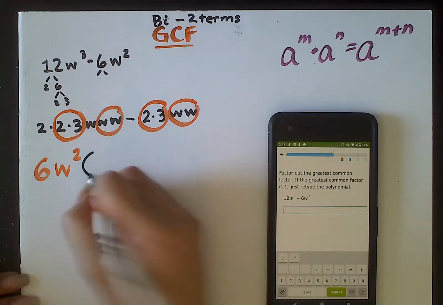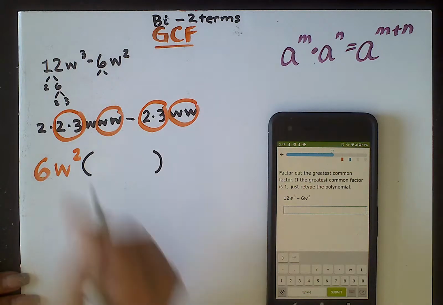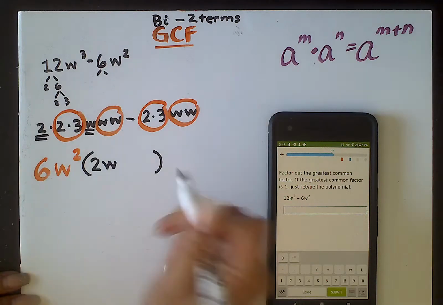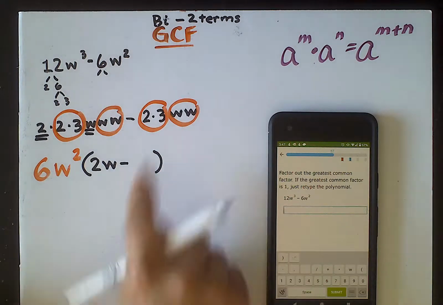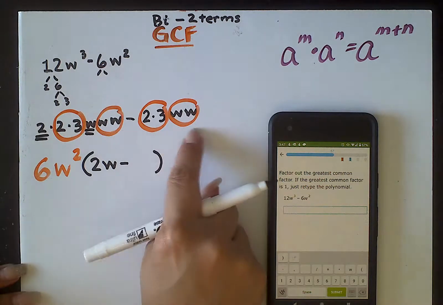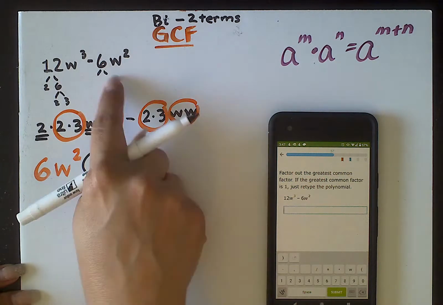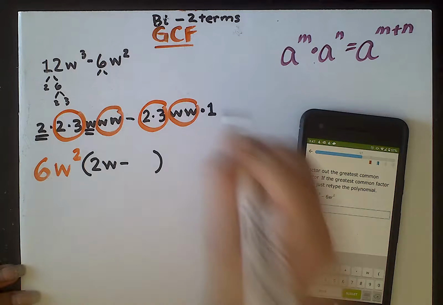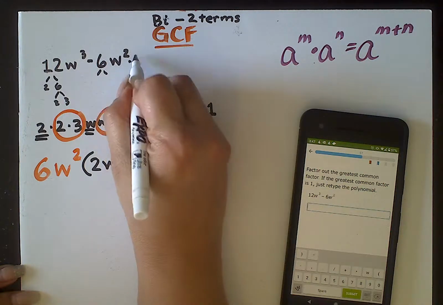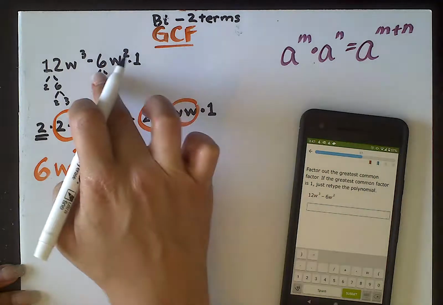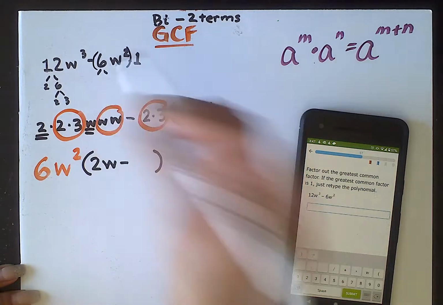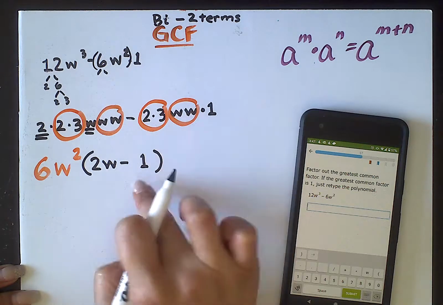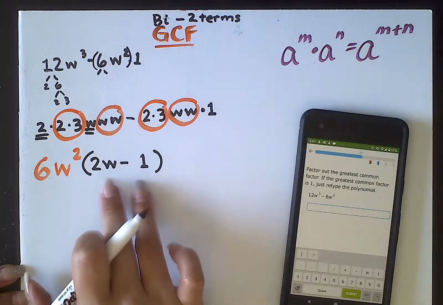Because I have a binomial, I should have two terms inside of my parentheses. My first term, well, it looks like I have a 2 and a w remaining. Now, minus. Notice that I have circled everything for my second term, 6w squared. That means that technically, if I put a 1 here, it doesn't change it because 6w squared times 1 is still 6w squared. If everything is circled, then you have to put a 1 here because it should have two terms.